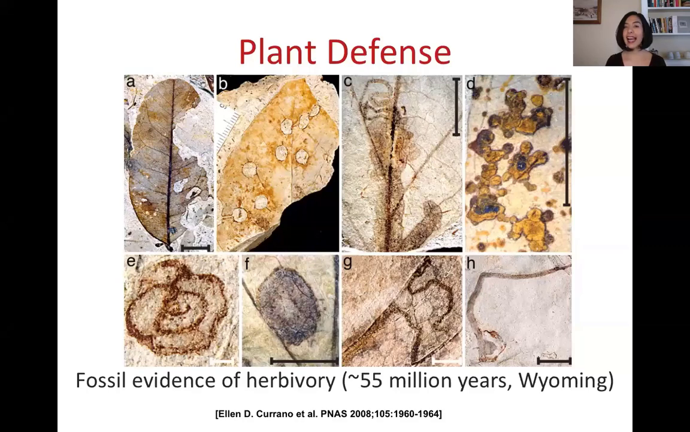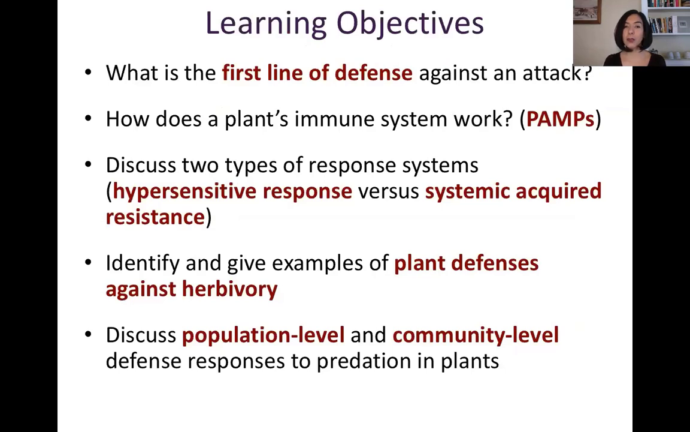So plant defenses have evolved for a long time. The defenses that plants had to evolve were in response to the attacks that herbivores were imposing on the plants. And we have evidence of that because there are fossils with evidence of herbivory. In these fossils, from a paper published in 2008, you can see different types of signs that a herbivore was present eating the leaf, right? So herbivory is an old thing that plants have to deal with.